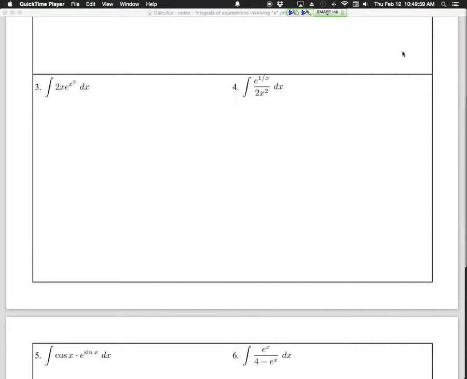Alright, number 3. Integral of 2x times e to the x squared. So what do I want to take the derivative of? X squared. And this one works out nice because my derivative is already there. So what am I going to get when I integrate? E to the x squared.